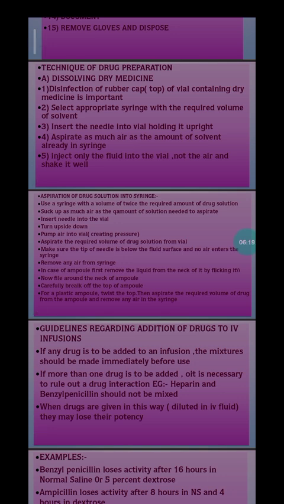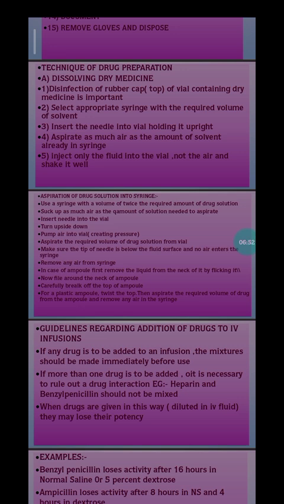Now, aspiration of the drug solution into the syringe. Number 1, use a syringe with a volume of twice the required amount of drug solution. Suck up as much air as the amount of solution needed to aspirate. Insert the needle into the vial. Turn it upside down. Pump air into the vial, which creates pressure. Aspirate the required volume of drug solution from the vial. Make sure the tip of the needle is below the fluid surface and no air enters the syringe. Number 6, remove any air from the syringe.